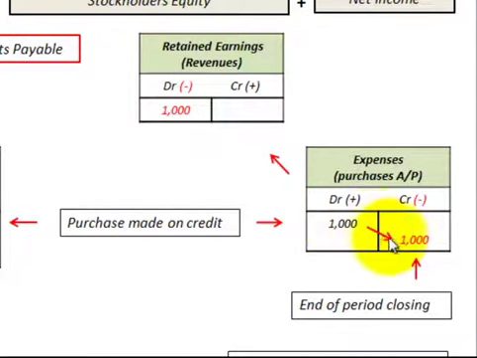You just want to note that at the end of the period, this $1,000 is closed out. So by doing that, we would credit or reduce expenses by $1,000. It would actually flow through an intermediate account, income summary, but the net effect here would be to reduce retained earnings, or debit retained earnings, by $1,000.